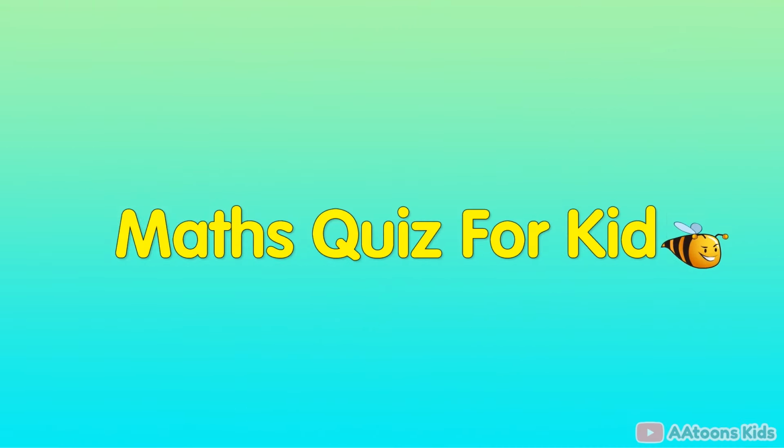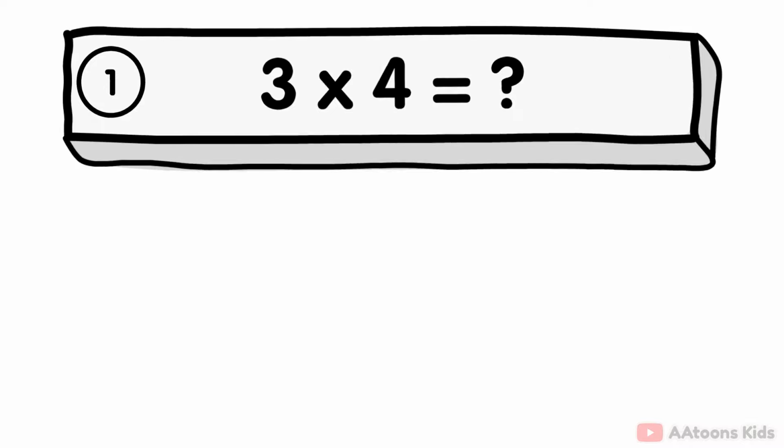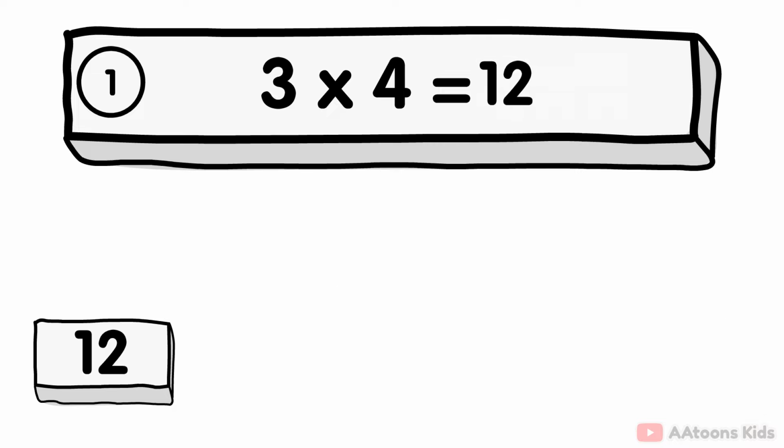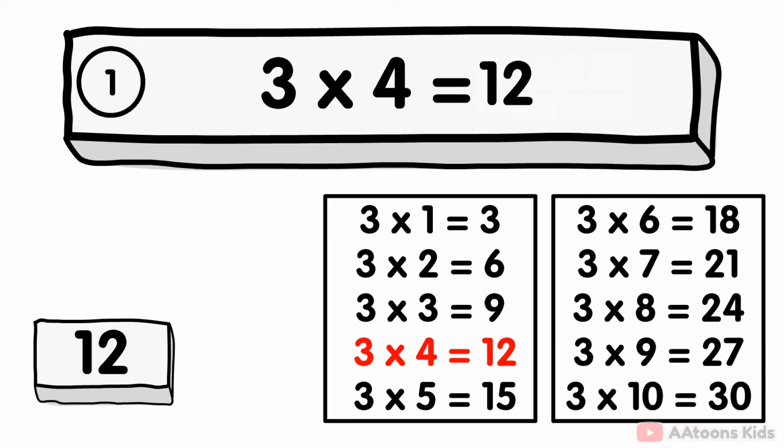Math quiz for kids. 3 multiplied by 4 is equal to 12. 3 multiplied by 4 is 12.